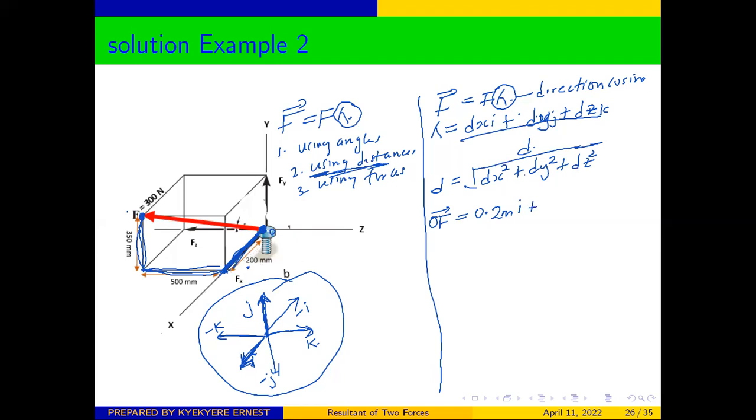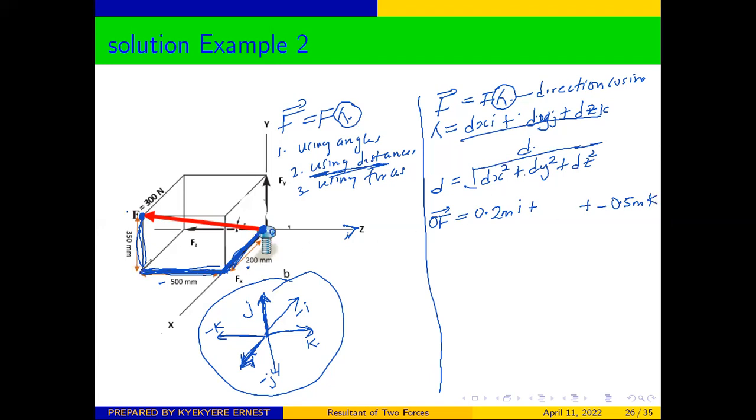Plus, from this point, we also move this direction on the Z. But from the diagram, our unit vector Z is going this direction, and we are rather moving in the opposite direction. So our distance there is going to be negative because we are moving in the opposite direction to our Z. So on the Z axis, we are going to get our distance as negative 0.5 meter. It's on the Z axis, so we give it the unit vector K.